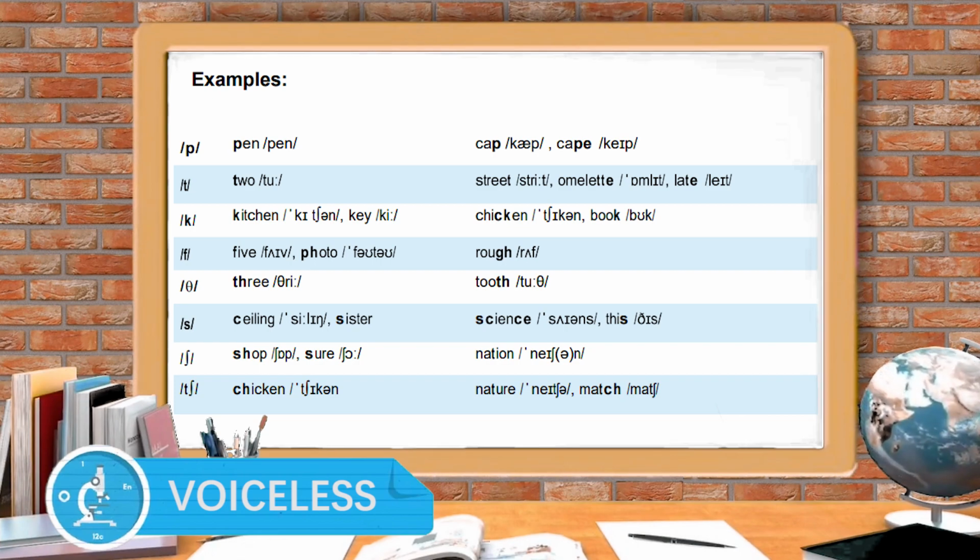And then theta, for tree and tooth. Then S, for selling, sister, science, and this. And then sh, for shop, shore, and nation. And last, there is ch, for chicken, nature, and badge.